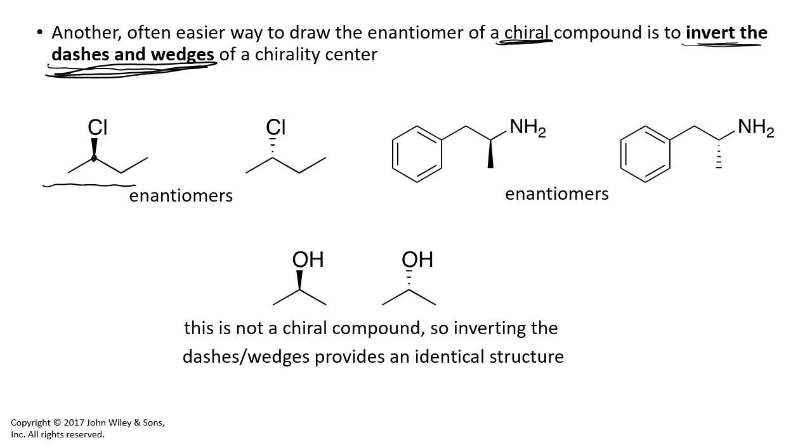Let's look at the next one. If we want to draw the enantiomer of the following compound, identify the chiral center. We see that the methyl is a wedge, so if we draw it as a dash, then we've just drawn its enantiomer.